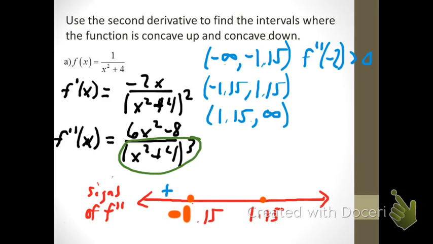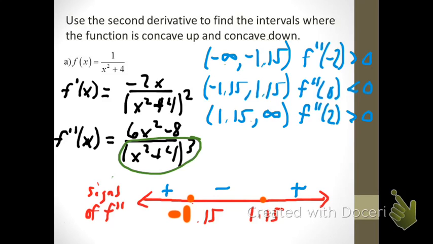And then between negative 1.15 and 1.15, it makes sense to use 0. And whenever you figure out what f double prime of 0 is, you're going to find that it's negative. And then you could use positive 2 and plug that into the second derivative to find out on that last interval what the sign of the second derivative is, and you're going to find out that it's positive right there as well.